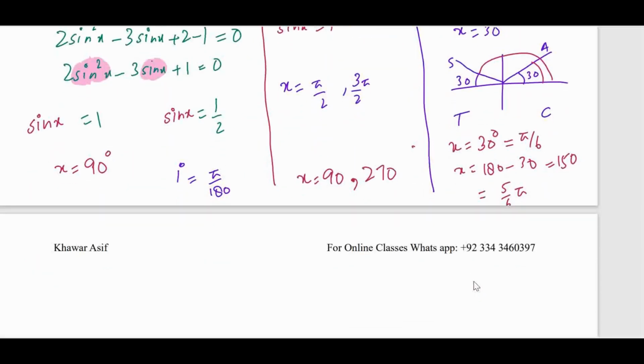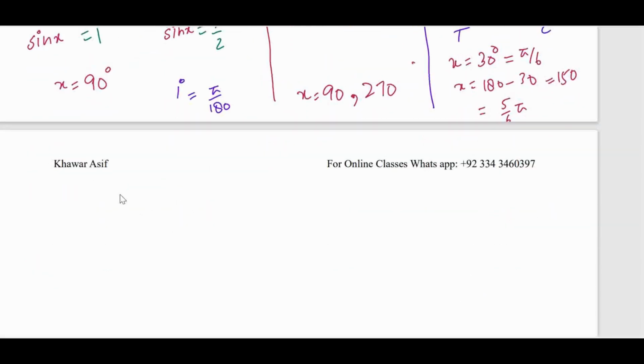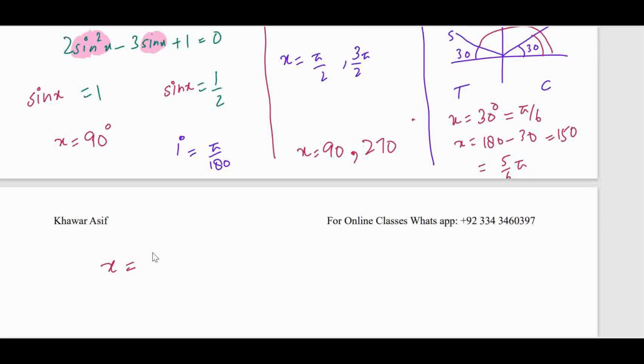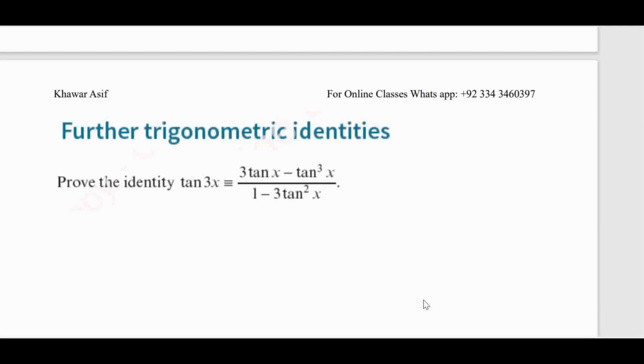Now if we conclude it, for this case, x will be equal to, we will have four answers. First one will be pi by 2, then 3 pi by 2, then pi by 6, and then 5 by 6 pi. So this will be the final answer. Let's move to the next one.